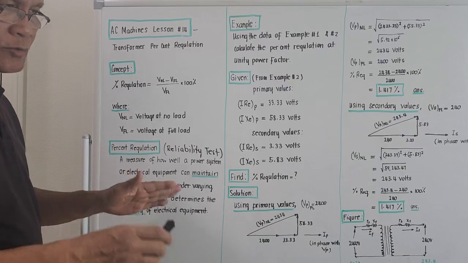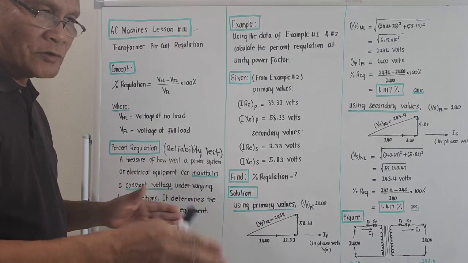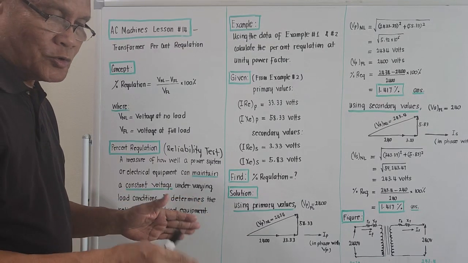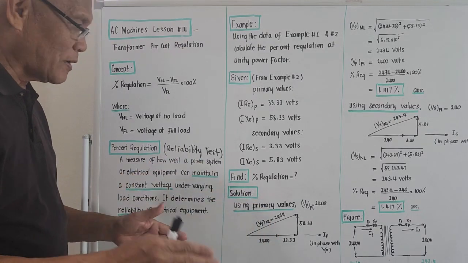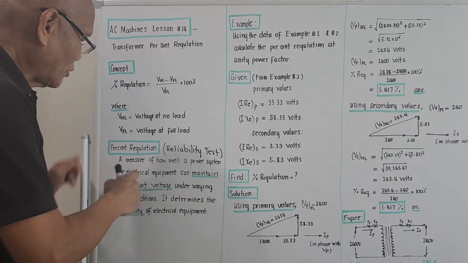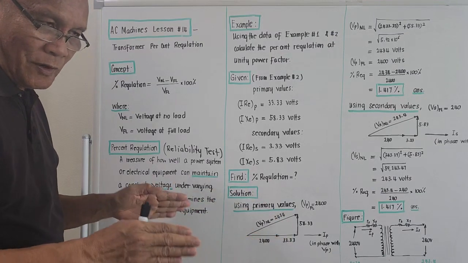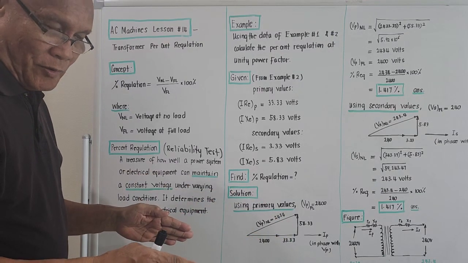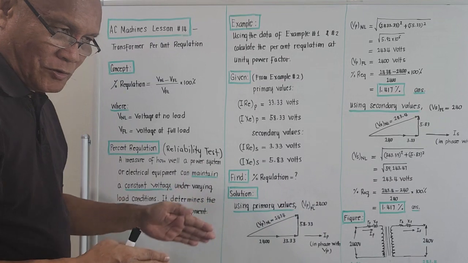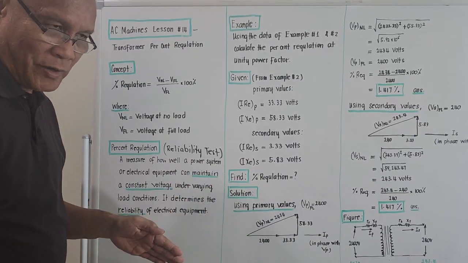Percent regulation is actually different from efficiency, because the losses we consider under efficiency are different from the losses in the computation of percent regulation. In the next discussion, our next topic, we will see how to compute the efficiency of a transformer.